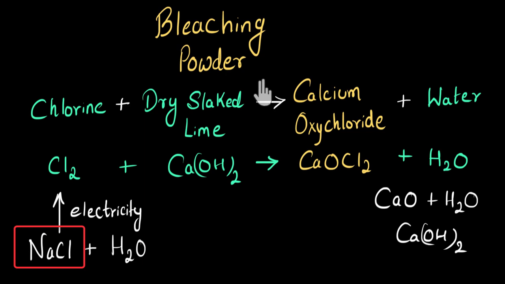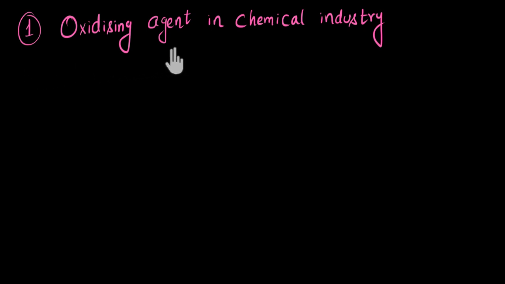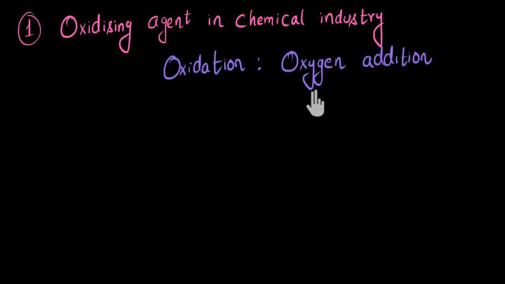So now let's go ahead and see what are the uses of bleaching powder. The first is, it is used as an oxidizing agent in chemical industries. Bleaching powder is a very good oxidizing agent. Now, what do I mean by that? You would recall that oxidation is oxygen's addition. Meaning if oxygen is getting added to any element or a compound, that means they are going under oxidation. For example, carbon plus oxygen gives us carbon dioxide. So here oxygen was getting added to carbon. That means carbon is going under oxidation. It is getting oxidized. And we are getting a new compound altogether.